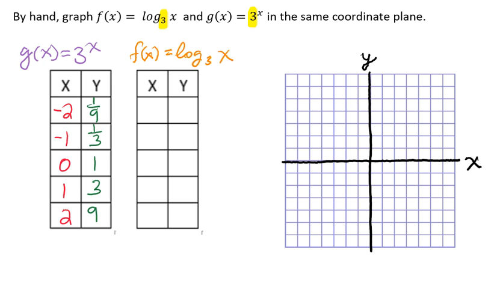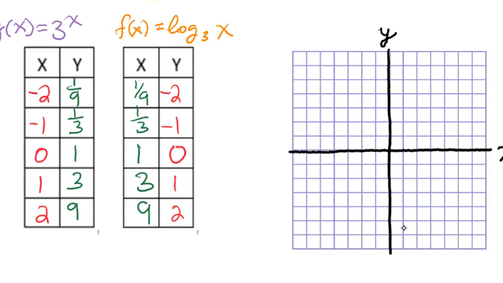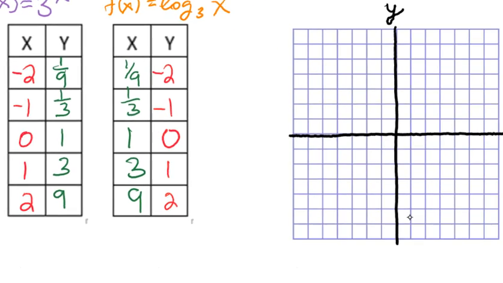Now, based off of what we know about exponential and logarithmic functions from their definitions, we know that they're inverses. So that means the x's will become y's and the y's will become x's. So we're able to just do a quick switch here. It makes it really easy to find the table for our log function. And so from here, we're ready to sketch that by hand. We're going to zoom in a little bit into our graph so that we're able to get some better marks.